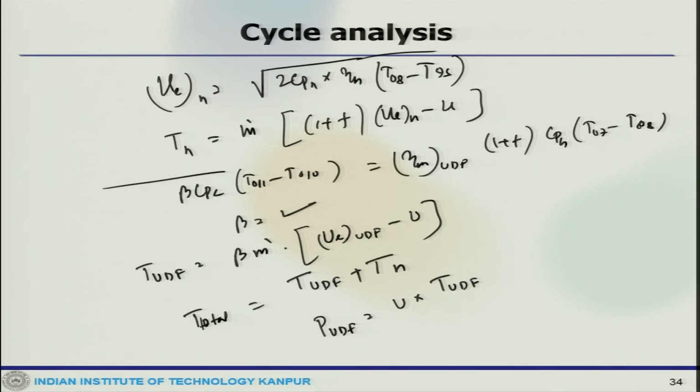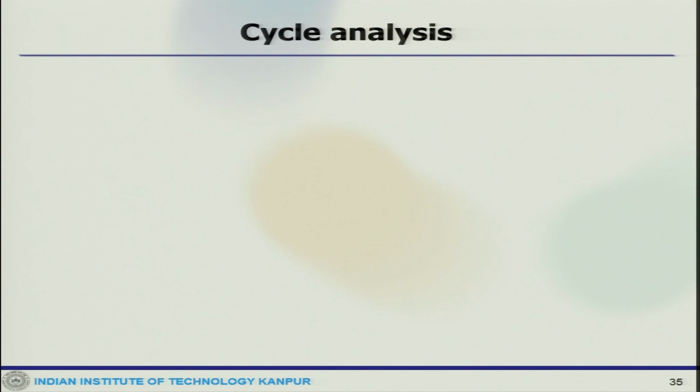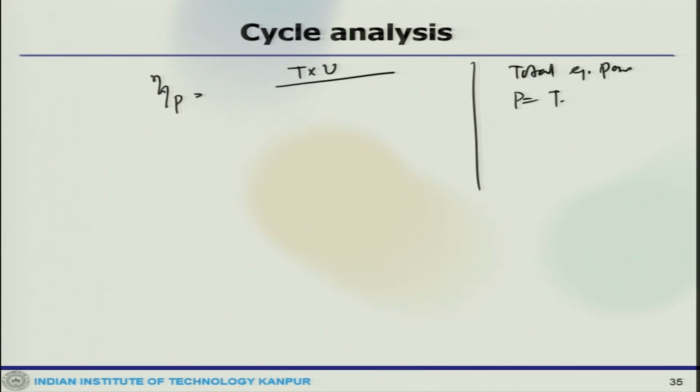So that is how you can get it, and then finally you can find out the propulsive efficiency, which is T into U, and the total equivalent power is P total into U. So this is T into U over 0.5 m dot into Un squared minus U squared, plus beta into U unducted fan squared minus U squared. Then you can get the propulsive efficiency.